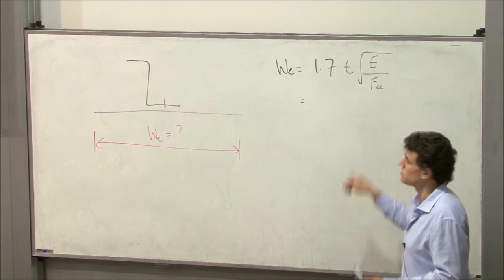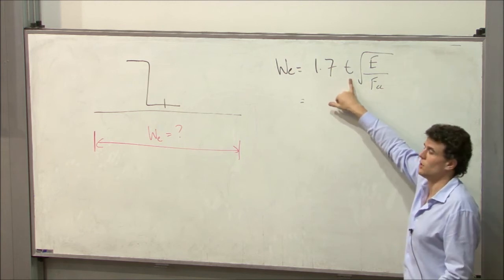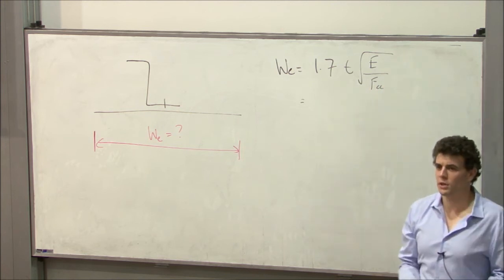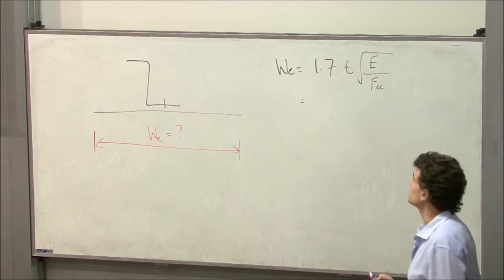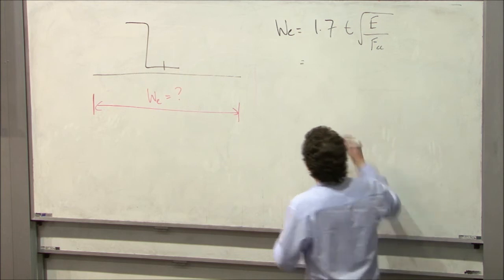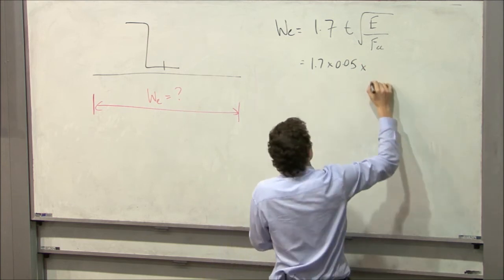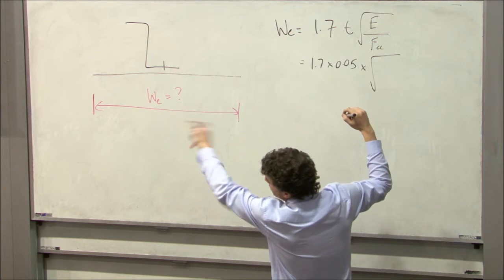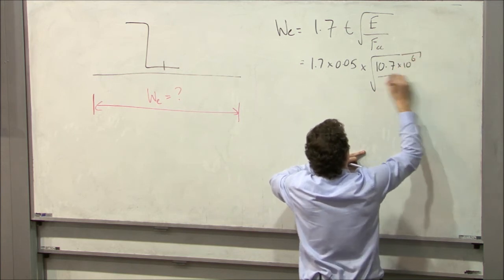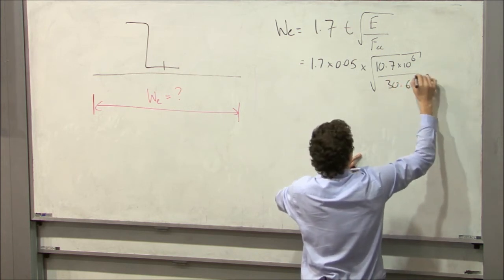What units are we going to get out here? Inches, the same units as our thickness. Because this is a stress, this is a stress, they'll cancel each other out. So we get the same units as our thickness. So 1.7 times 0.05 times the square root of, remembering that one is in KSI and one is in PSI, so we need 10.7 by 10 to the 6 over 30.6 by 10 to the 3.